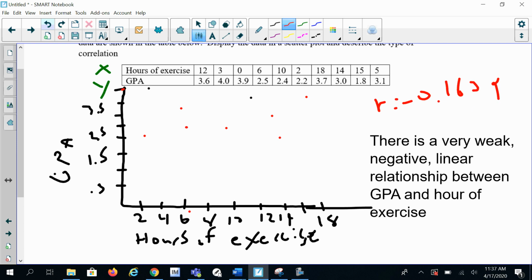Okay, I would just say, hey, I don't see anything going on here. There doesn't seem to be any relationship at all between hours of exercise and GPA. We can go ahead and just use that same interpretation that we use for correlation. So, very weak negative linear relationship between GPA and hours of exercise.